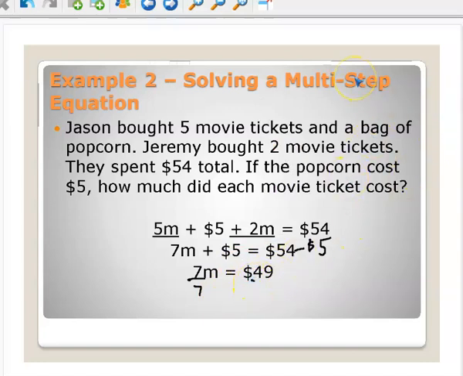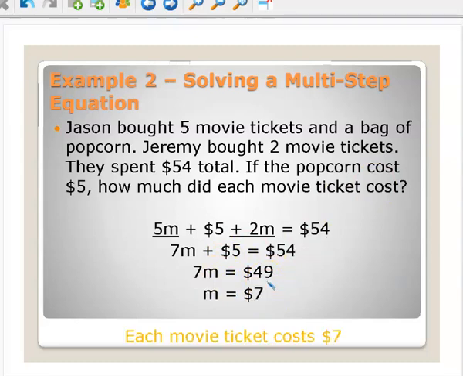Go back up here and get my pen so I can do this. Okay, there we go. And we'll divide by $7 here. We find out that each movie ticket is $7. That's a good price for a movie ticket, by the way. Okay, so Jeremy and Jason's movie tickets are $7.